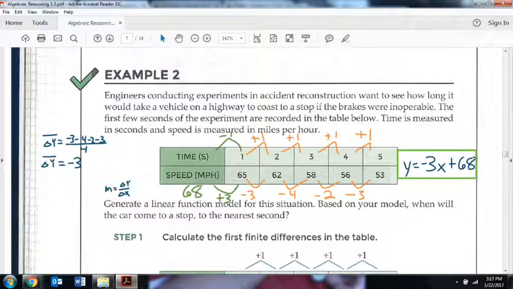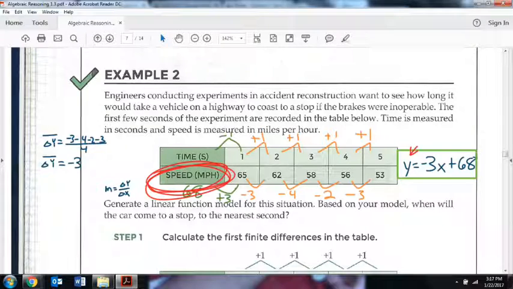The second part of the question says, based upon your model, when will the car come to a stop? Well, when it comes to a stop, the miles per hour is 0. So we're going to plug it in for y. My first inclination was for x too, but it's y because it's 0 miles per hour. My y value is the miles per hour, so I need to plug it in for y.